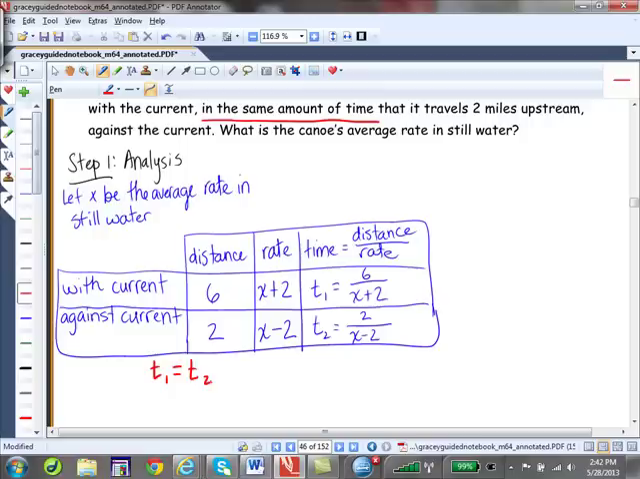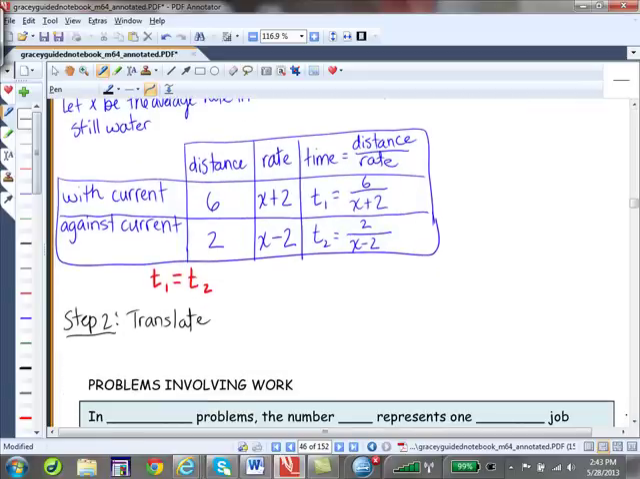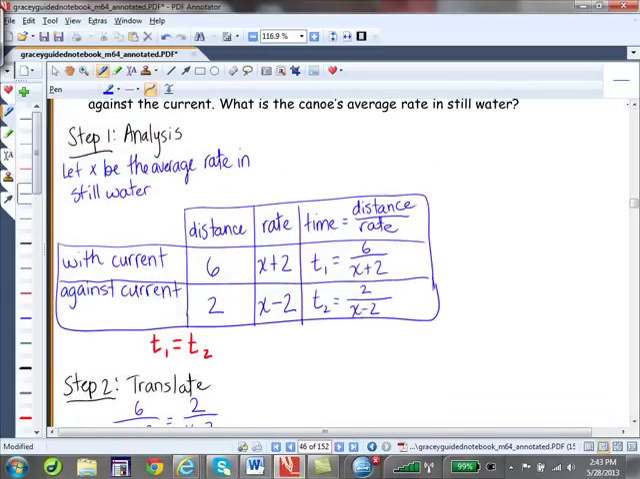So what we're really going to be setting up is something called a proportion. In the second step, translating to math, we're going to set these times equal to each other. So what will happen is we'll have 6 over x plus 2 is equal to 2 over x minus 2. So now we'll have our rational equation to solve.